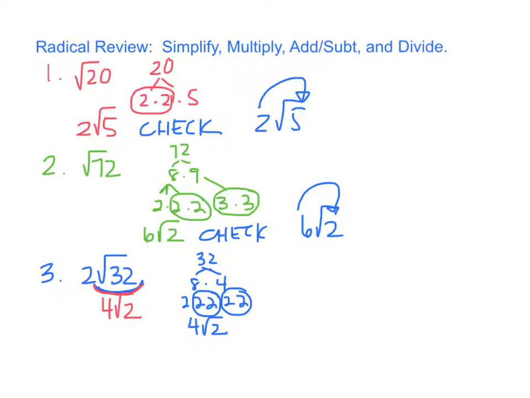It's understood that there's a multiplication going on here. So 2 times the 4 that is now out gives me an 8. And I still have the radical 2. So that would be my answer.